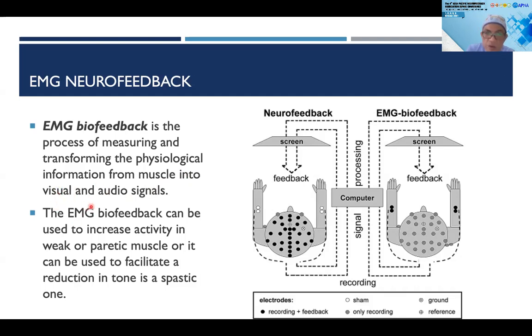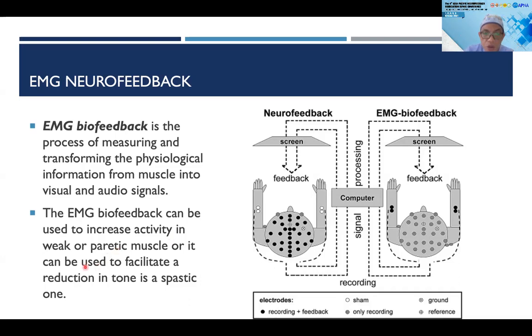EMG biofeedback can be used to increase activity in weak or paretic muscle, for example, in patients with stroke. When we measure the contraction with EMG, we get detailed, objective information, and then we set the target. We set the target, and then we give the patient biofeedback. This is your target. This is you now. And then we have to achieve the target together.